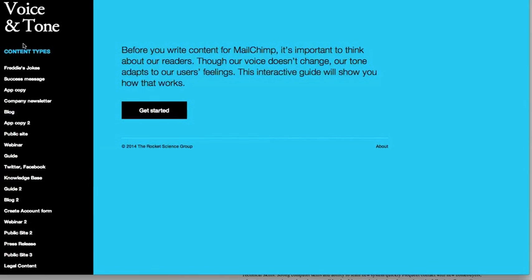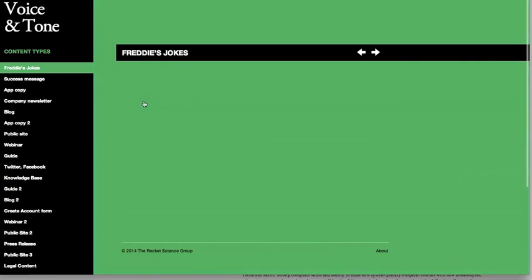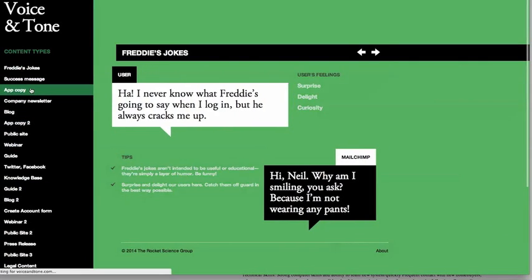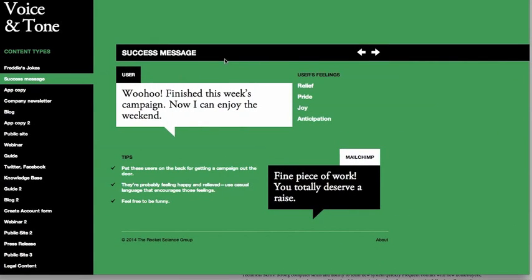But tone is situational. So here's a good example. Let's click get started. Let me click on success message. So here what they've done is they're looking at when this message is provided. So what's the situation? And in this case, it's success. So how does the user feel?